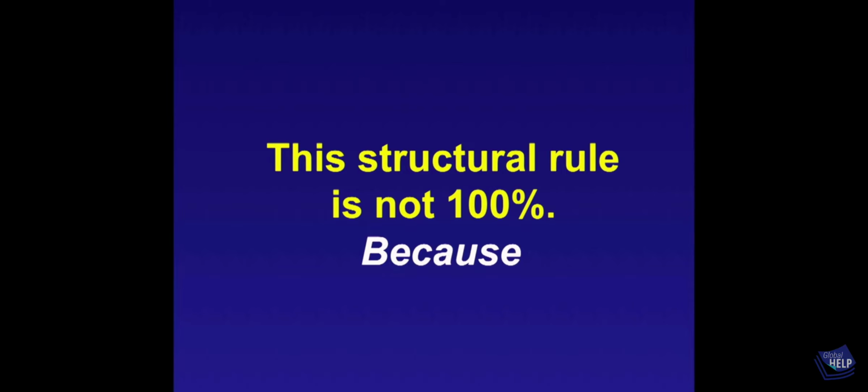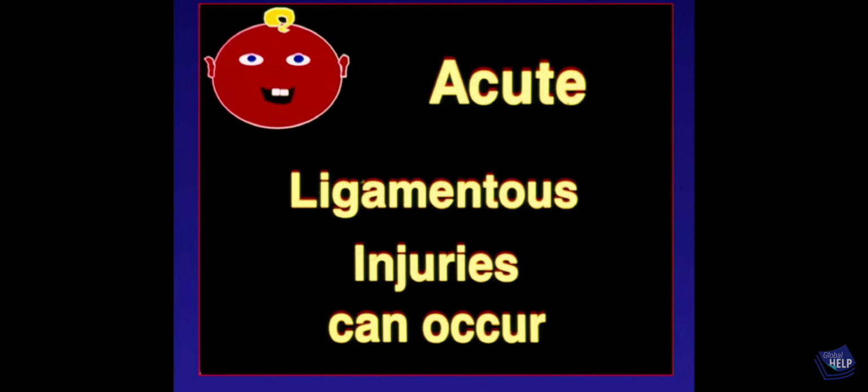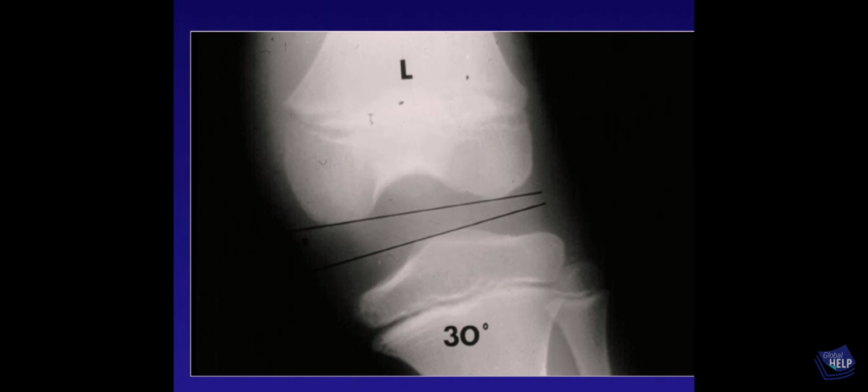Now, by and large, injuries around the joints usually fail in the physis, but that's not 100% true. You can get ligamentous injuries, like this girl who was 6 years old and had a rupture of her medial collateral ligament, as you can see here.